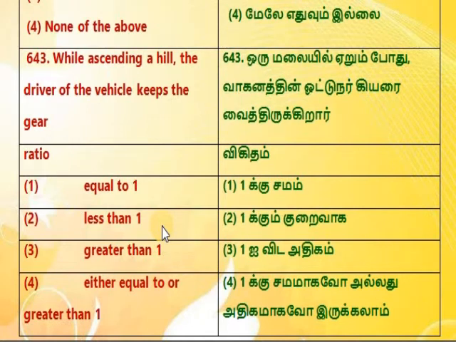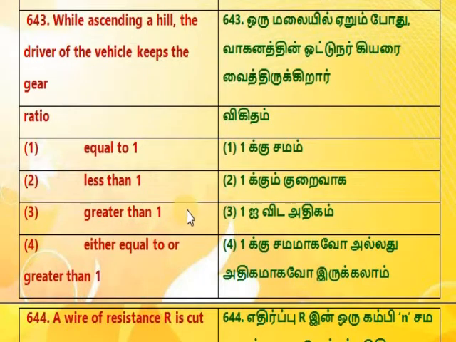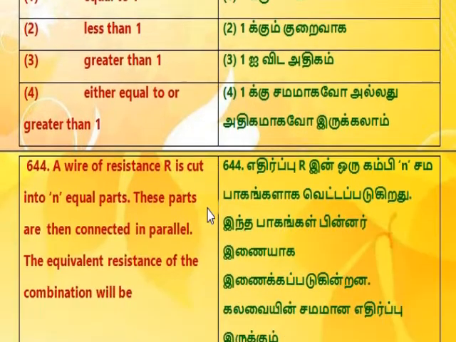643. While ascending a hill, the driver of the vehicle keeps the gear ratio: 1. Equal to 1, 2. Less than 1, 3. Greater than 1, 4. Either equal to or greater than 1.